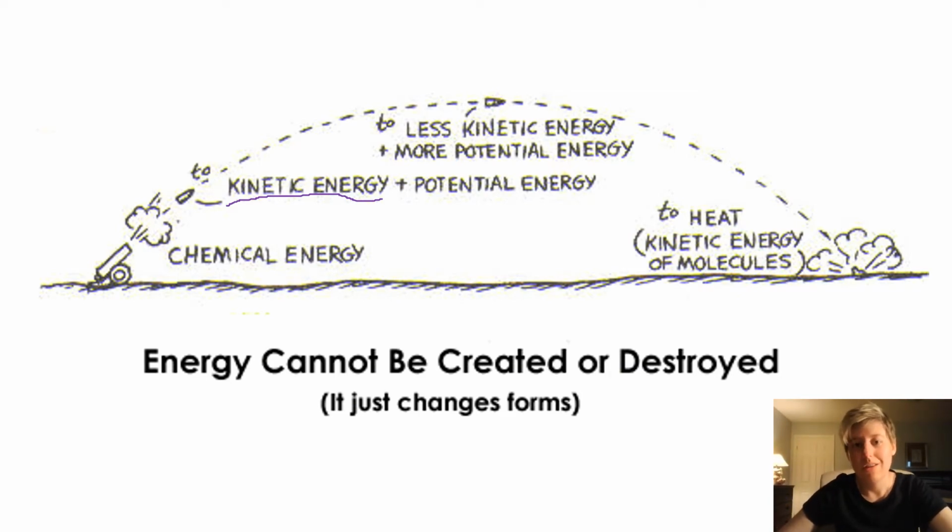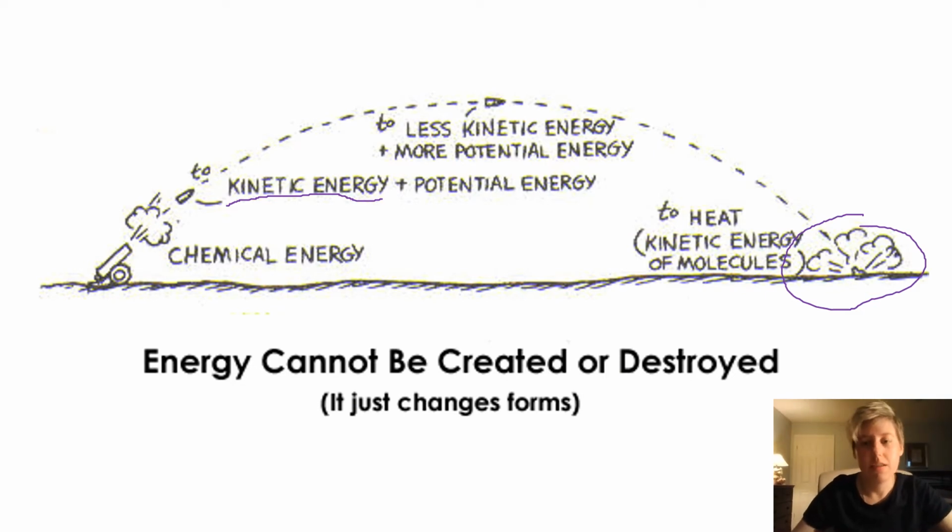Then my bullet gets to the top part of its parabolic path, so its curvy path. And then it's going down, down, and then we have kaboom. I have kinetic energy and I have heat. So this is one of multiple different examples of how energy changes forms.